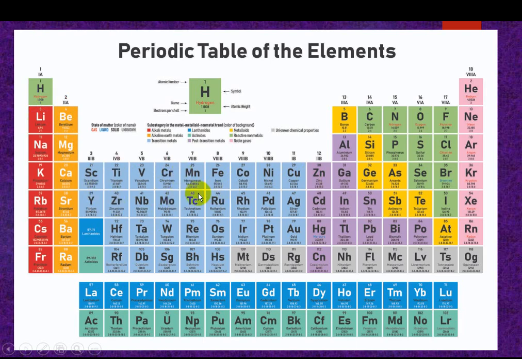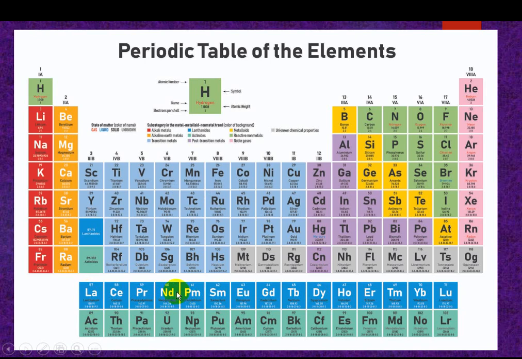At the bottom are two groups of elements. The first group is the lanthanide series. These are f block elements. This lanthanide series and actinide series are f block elements.